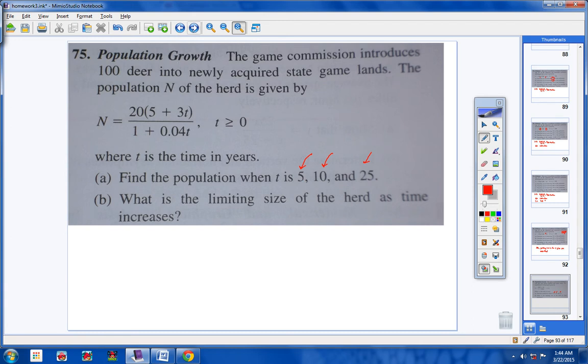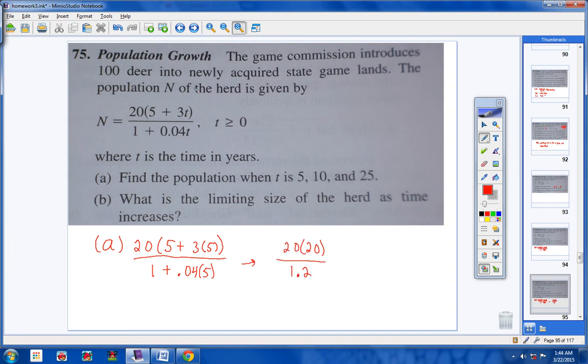So I do that, and it looks like this. Then I simplify. And 5 plus 3 times 5 is 20. 1 plus 0.04 times 5 is 1.2. 20 times 20 is 400. And 400 divided by 1.2 is 333 and a third.